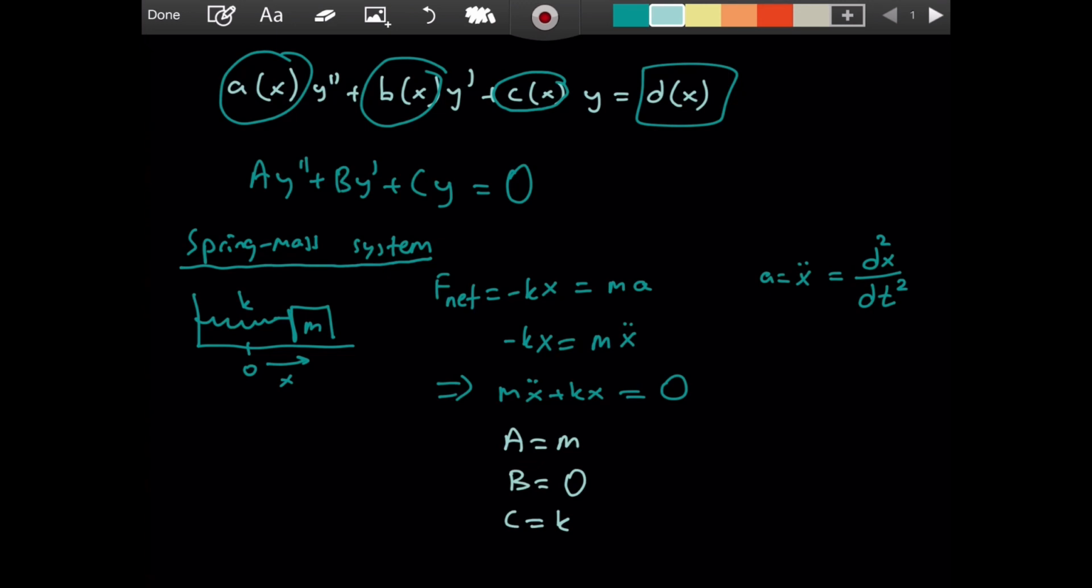Well, let's do the solution on a new page. Alright, so let me write the general case one more time for the second order linear homogeneous differential equation. We have this as the general case.